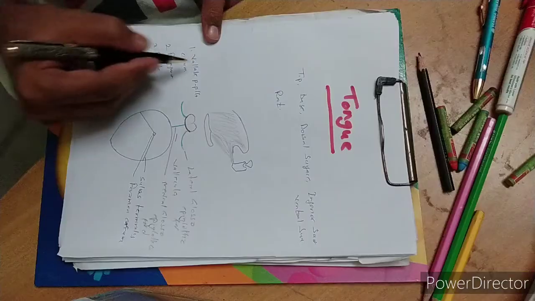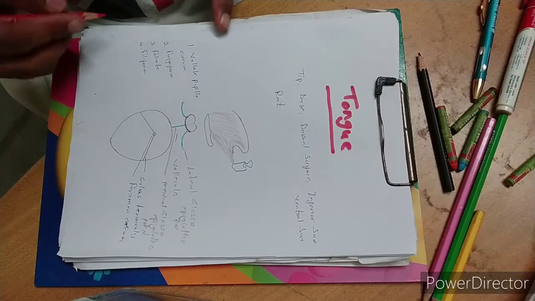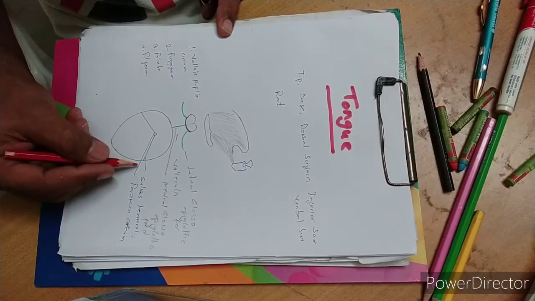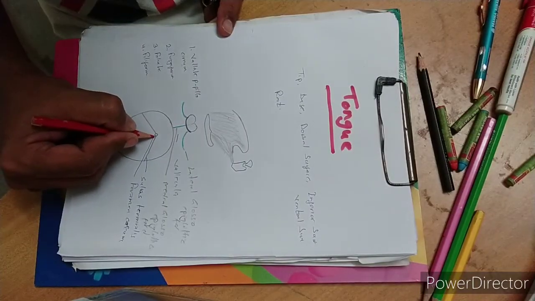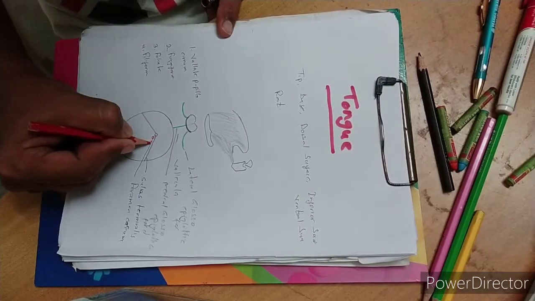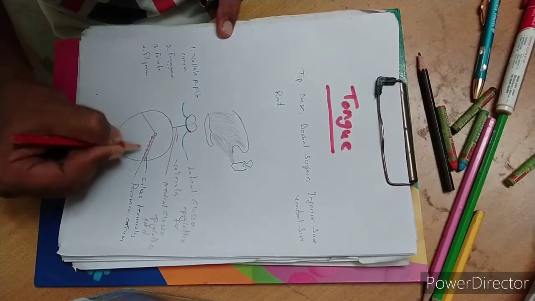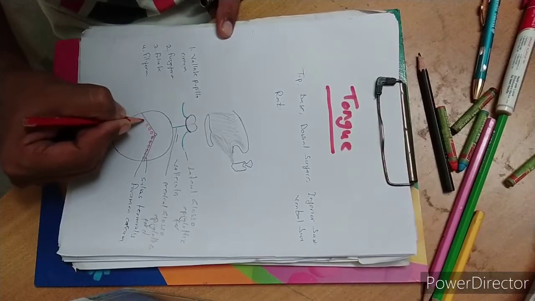Filiform papilla. So there are 4 types of papilla present. First comes the vallate papilla. What is vallate papilla? Vallate papilla are 8 to 12 in number. They are present in a single row just anterior to the line which separates the anterior 2/3 and posterior 1/3.